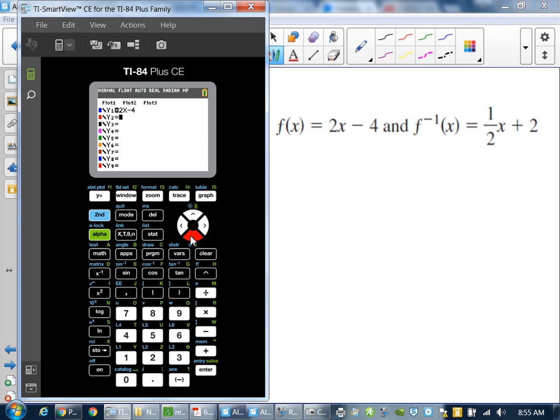What's the quicker way to type in 1/2 in the calculators instead of putting fraction? 0.5. Whenever I'm doing a fraction that's easy, and I'm just graphing it via the calculator, sometimes decimals are quicker to type, that's all. Plus 2. And then the last one I want you to put in is y equals x.